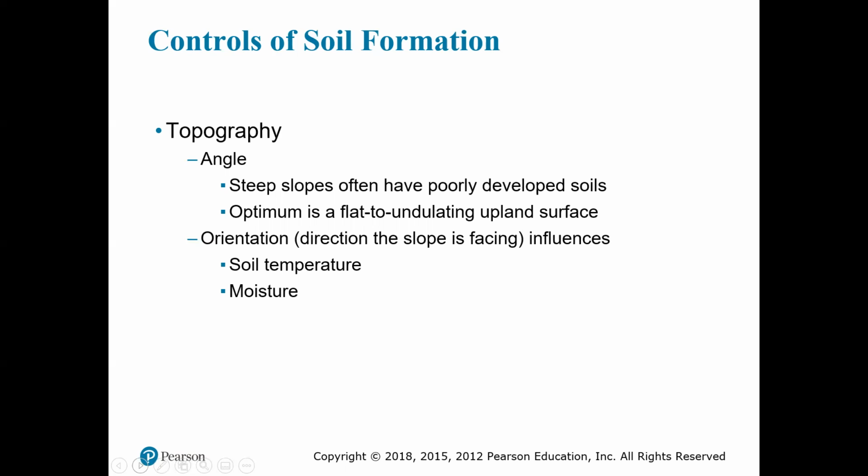And then the other factor with topography is the orientation. This is the direction that the slope is facing. Is it facing north, south, east, or west? In the northern hemisphere, where we are, the south-facing slope receives more sunlight than north-facing slopes, and that causes differences in soil temperature as well as moisture, because it affects precipitation.